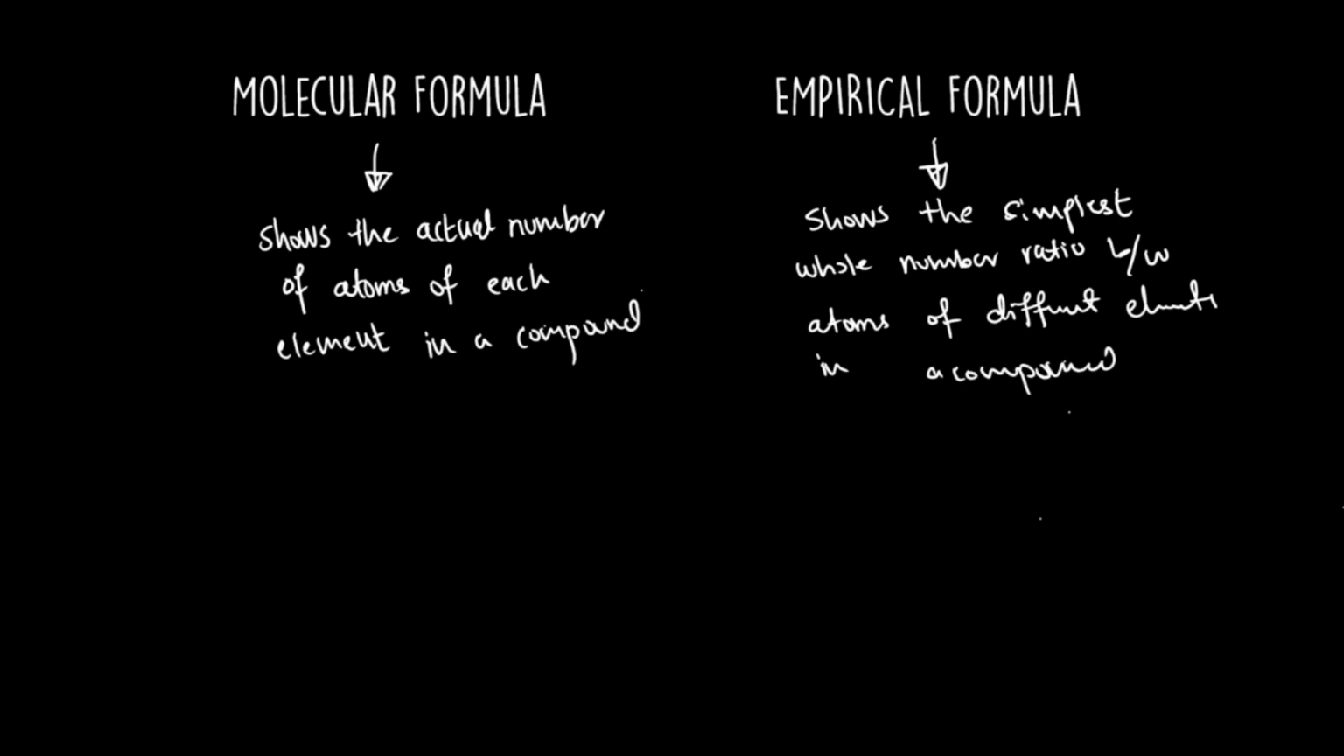Now let's take an example and see what we actually mean here. For example, C4H8, this is known as butene. Now the molecular formula of butene is C4H8. Why? Because this formula shows us the actual number of atoms of each element in a compound. In reality, when we look at a butene molecule, we see 4 carbon atoms and 8 hydrogen atoms. But what about the empirical formula?